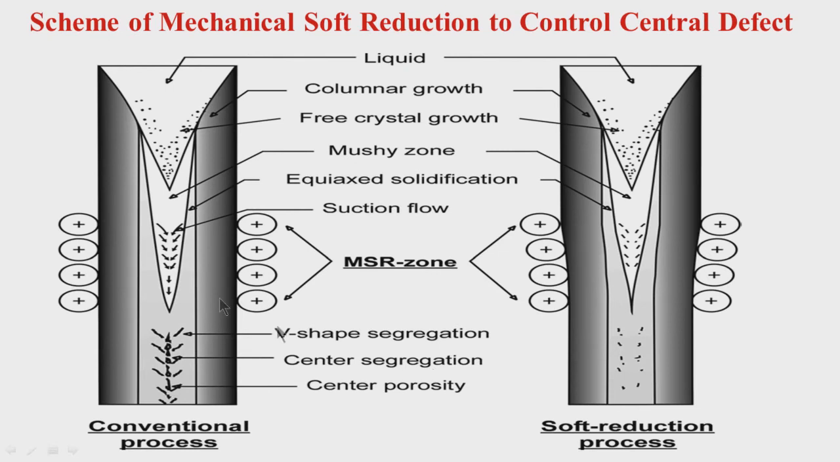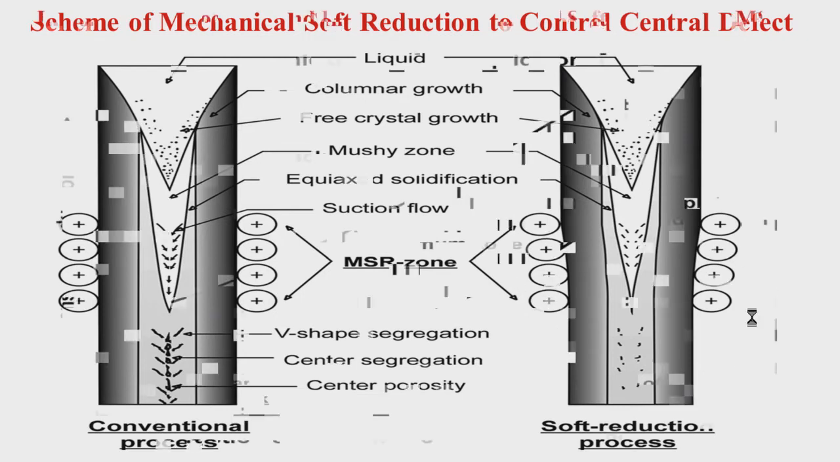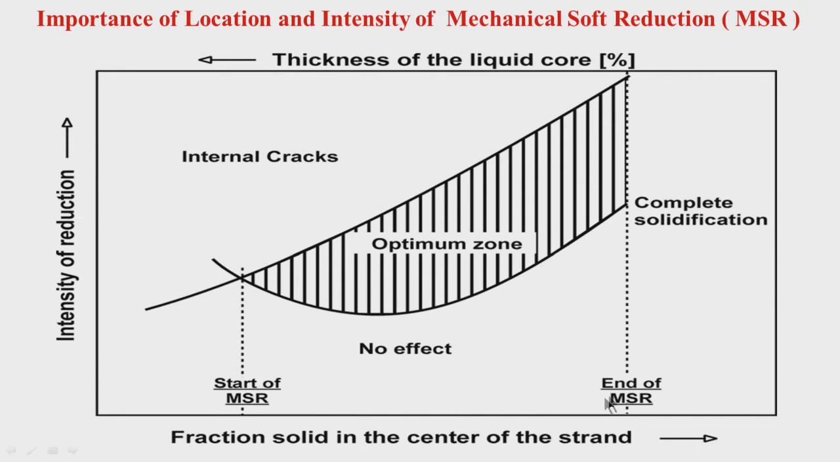I have talked about the scheme for mechanical soft reduction to control defect at the center line. I have mentioned two important issues here: where you put the pressure and how much pressure you put. This is very important. Where you put the pressure: near the solidification completion zone. If you put less pressure it will have no effect. If you put more pressure there might be formation of internal cracks. So, the intensity of reduction, the intensity of pressure, has to be somewhat optimum. So, this is again an important issue.